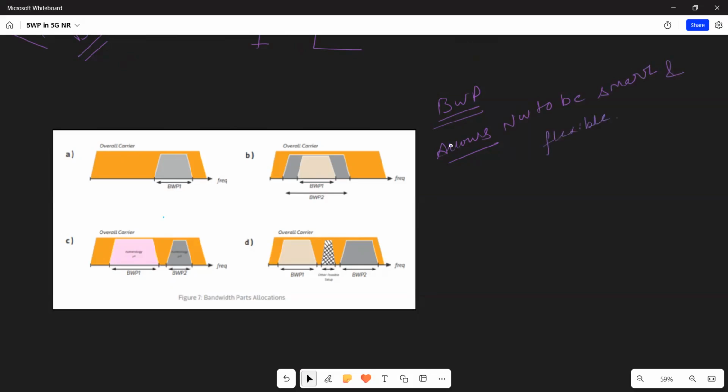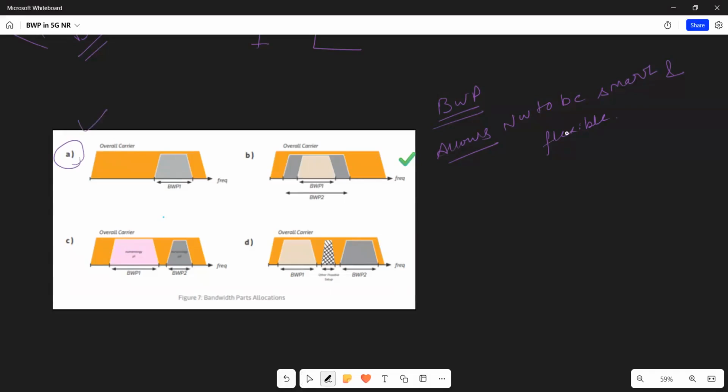See, this was not there in LTE, right? So if you see this diagram, what it depicts basically, if you see the very first one here, right? Let me have something to denote. No worries. Okay, let's focus on the A diagram.